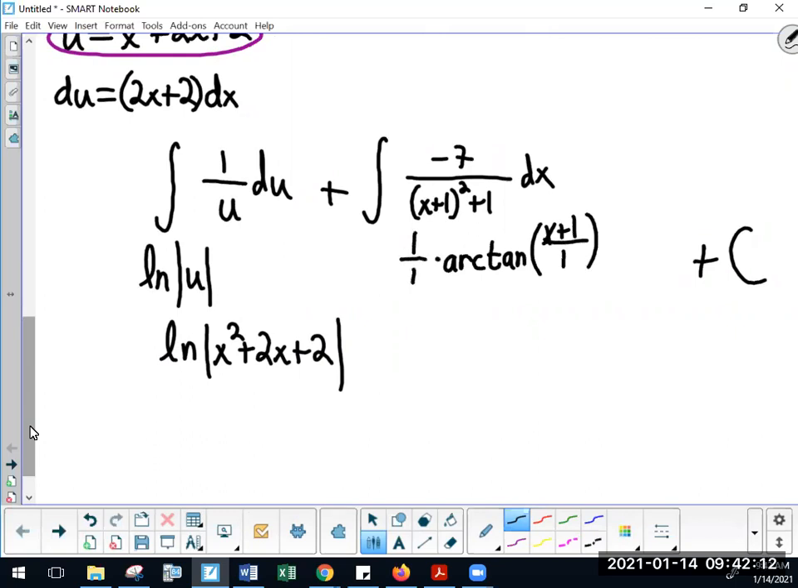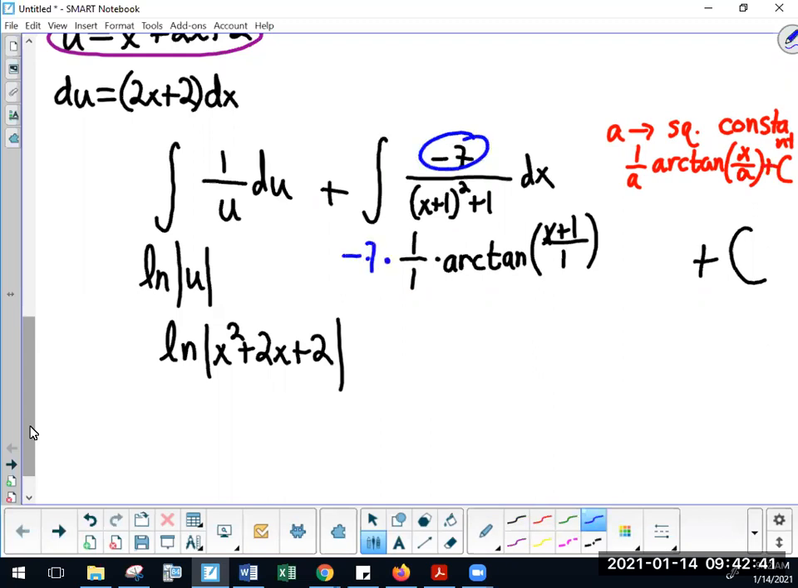times 1 over 1. So remember, a is the squared constant. And when you're doing the arctangent pattern, it's 1 divided by a times the arctangent of whatever your x is, your variable expression, divided by a, plus c. So 1 squared is 1. That's why a is 1. But there's also this -7. So I'm multiplying by -7. So -7 times 1 is -7 arctangent x plus 1 plus c.